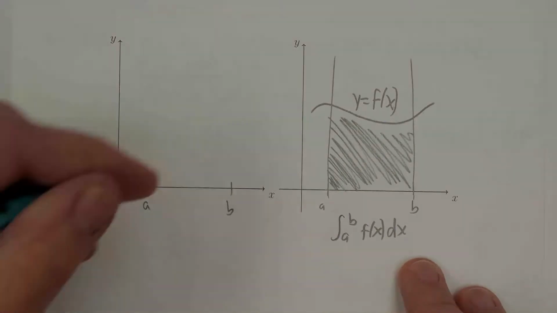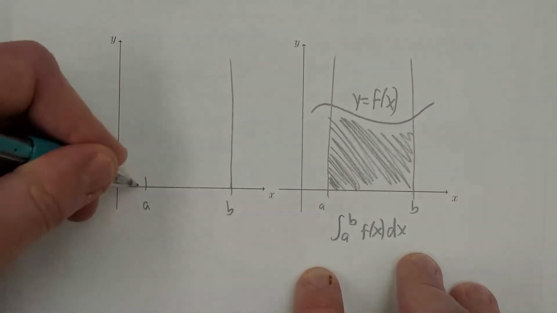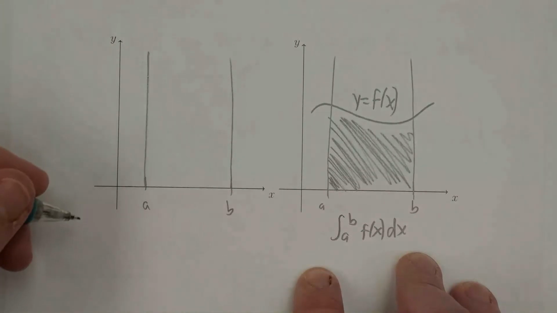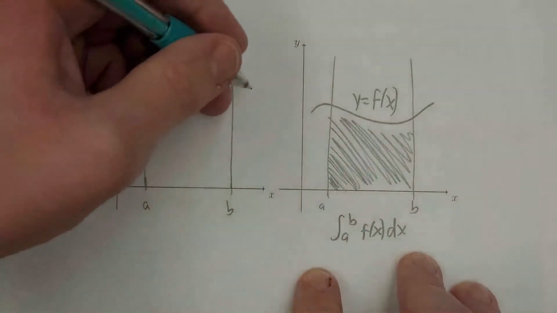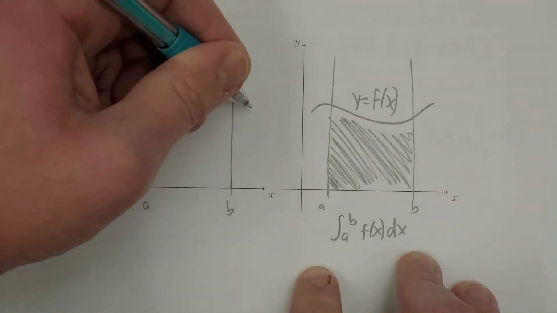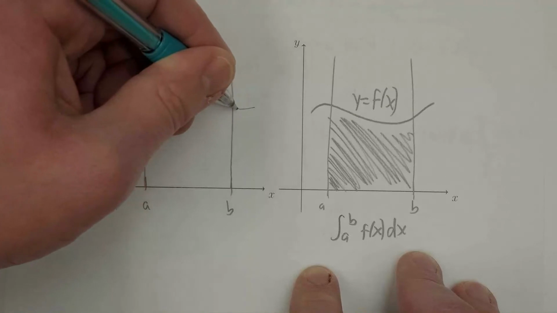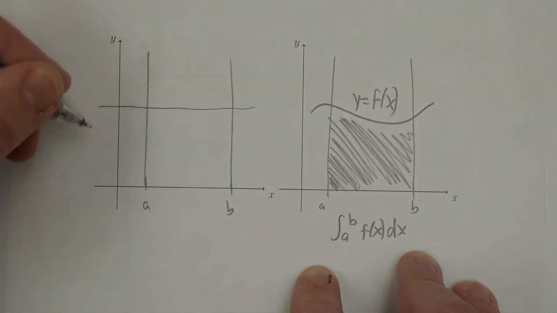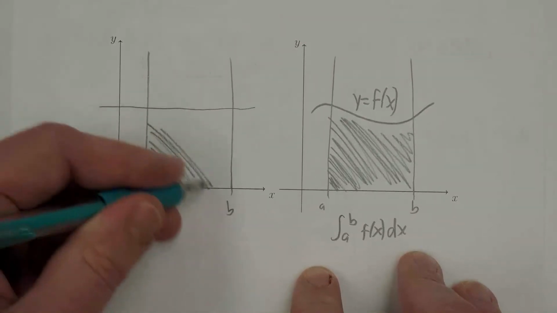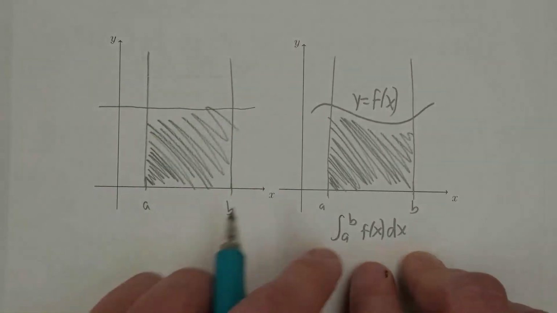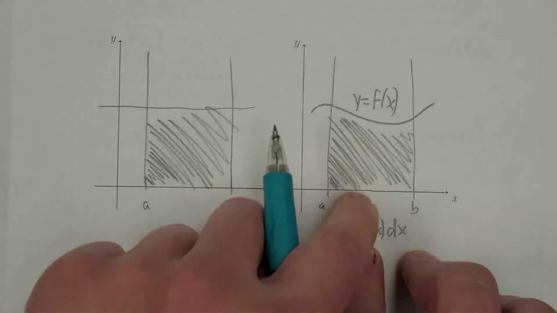So now let's instead say, all right, well, we still have the same bounds, but now let's say we want to find some constant or some number such that if we were to take the area of this rectangle here, and this rectangle here, we should get the same area as this guy right here.